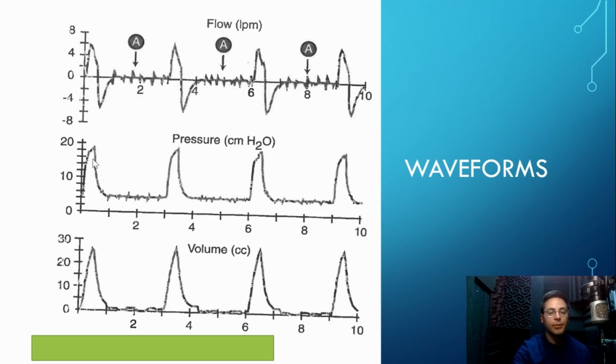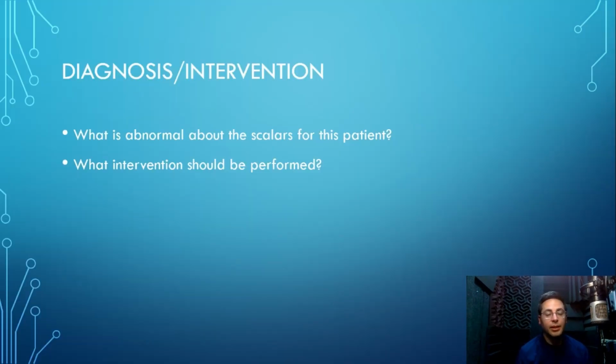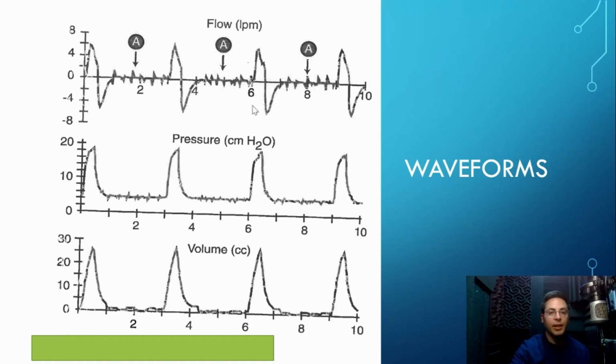We can see a very similar pattern in the pressure waveform, as well as similar disturbances in the volume waveform. We can clearly see that these disturbances are only happening on the expiratory side. Let's ask ourselves, so that's what's abnormal about the scalars for the patient, and what intervention should be performed. To me, this is indicative that the patient has a lot of secretions and they need to be suctioned.